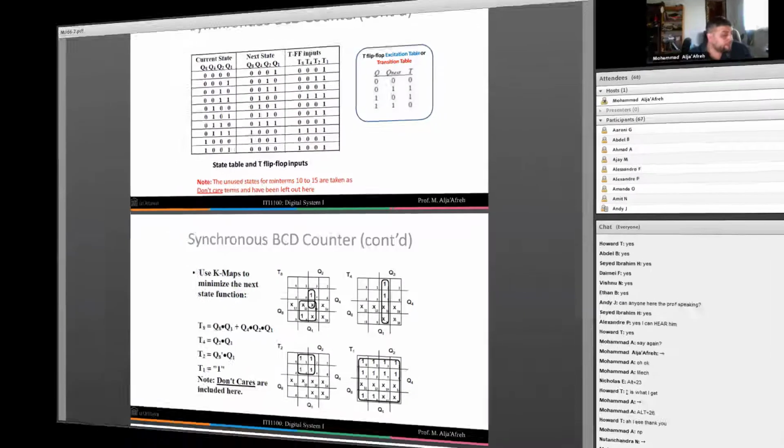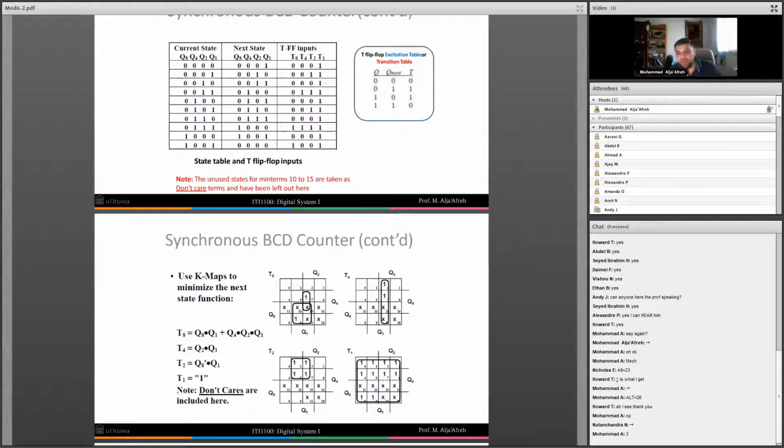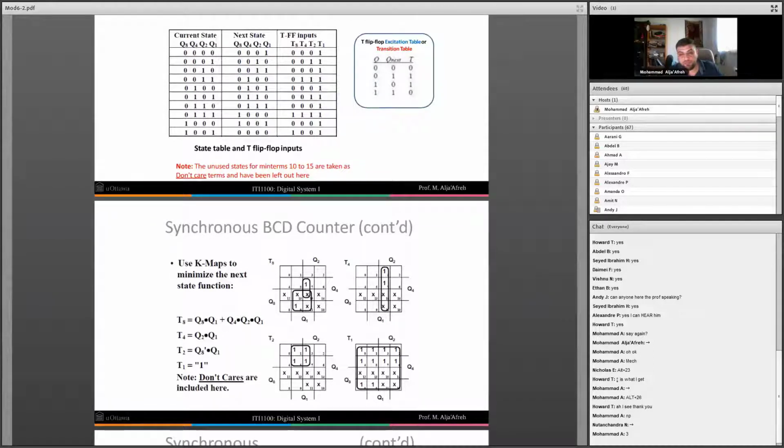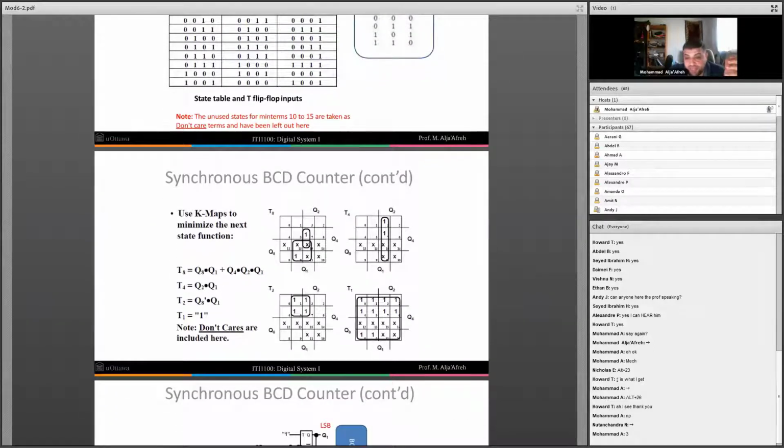What is the value of T4? Here we are using Q2 and Q1, because they're not changing the label of them here. And look at this lovely one. You have don't cares and ones, and you group them all in one group. So this one group will give you Q4.